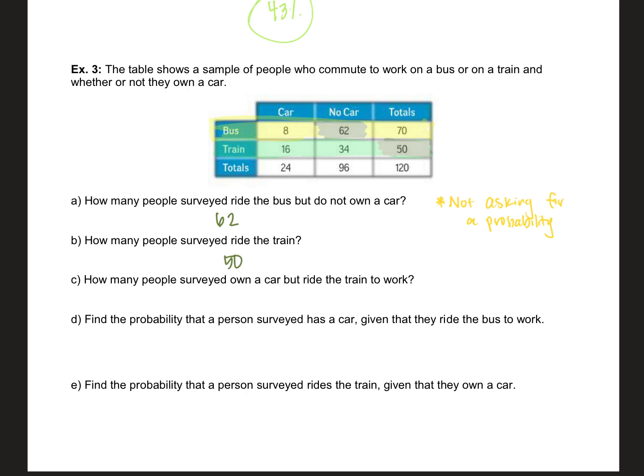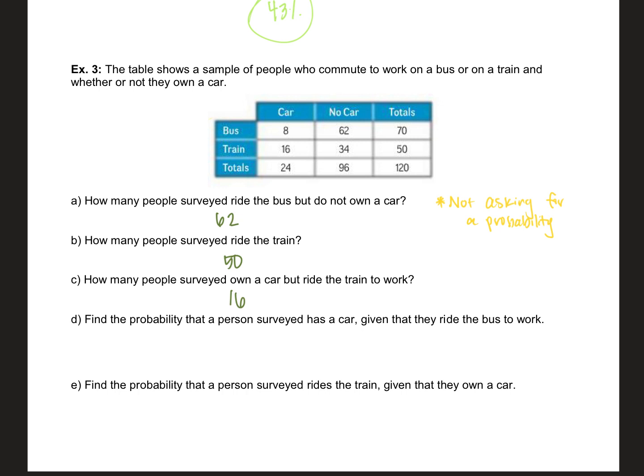C, how many people surveyed own a car but ride the train to work? So now I'm looking at this column here, the I own a car column. And in that column, specifically, they want to know who ride the train to work. So of the people that own a car, the ones that ride the train are these 16 people right there. I'm just going to erase all of this real fast for us, clean up our table before we jump into these next few problems.